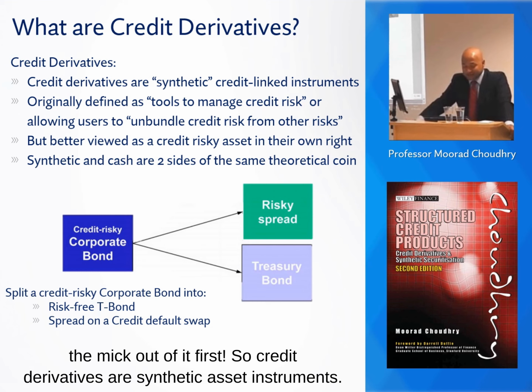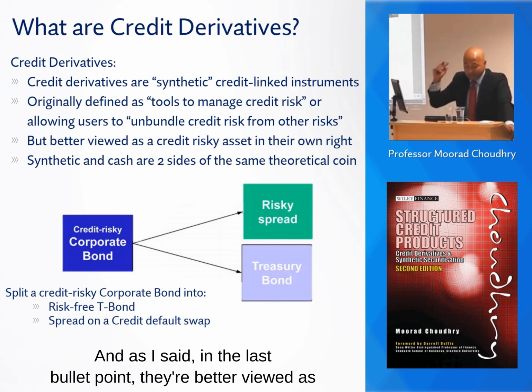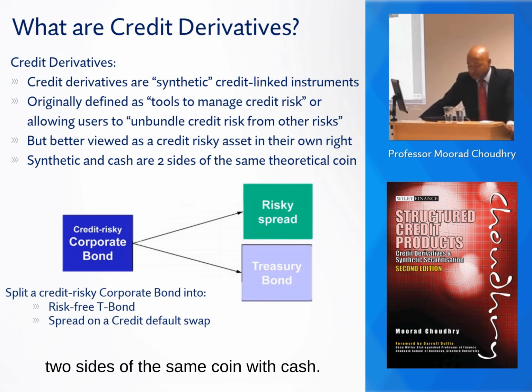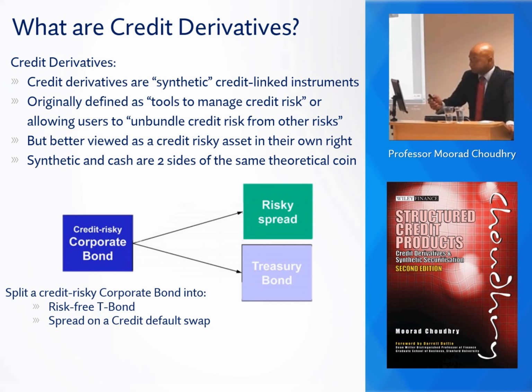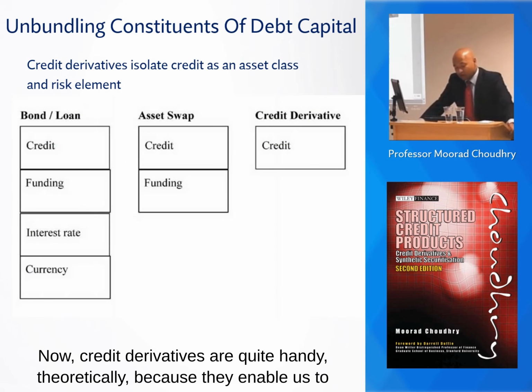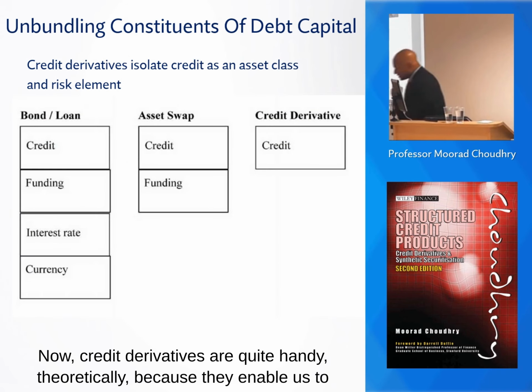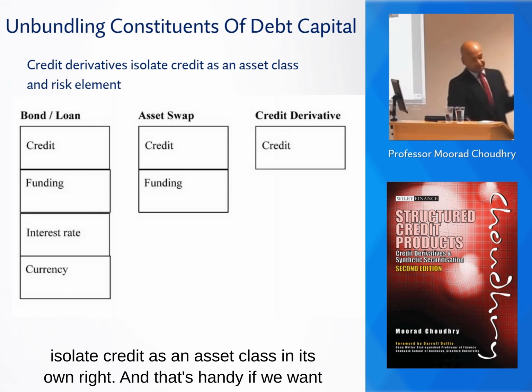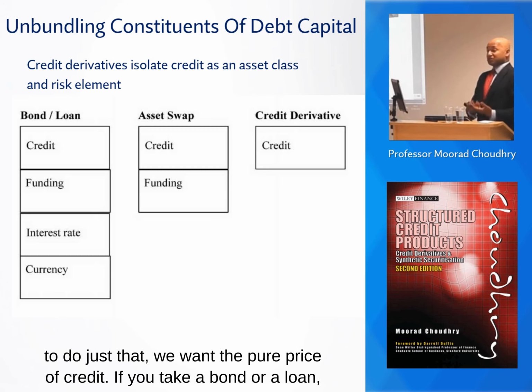So credit derivatives are synthetic asset instruments, and as I say in the last bullet point, they're better viewed as two sides of the same coin with cash. Okay? Now, credit derivatives are quite handy theoretically because they enable us to isolate credit as an asset class in its own right. That's handy if we want to do just that, if we want the pure price of credit.